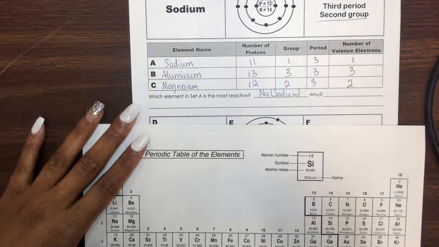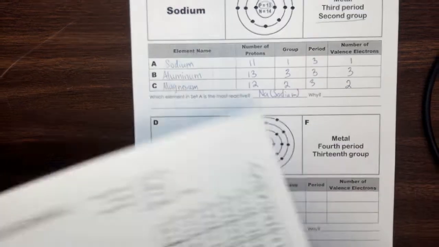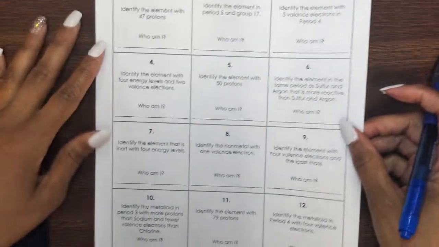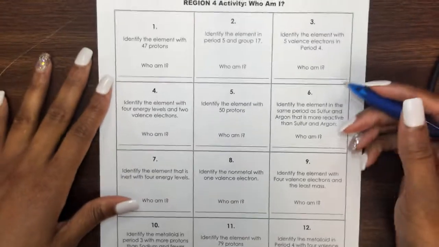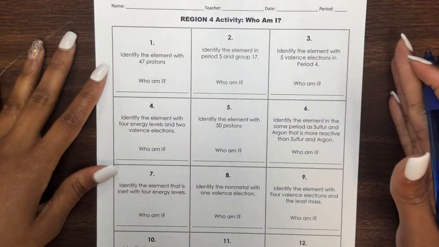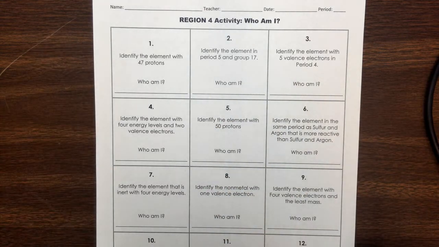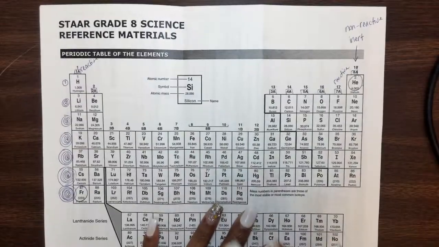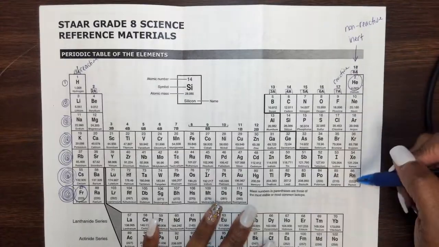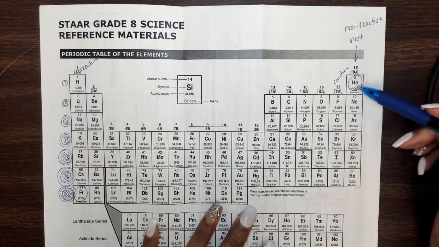So I have the chemical symbol and the name. Okay? And then we did a very similar activity, which is the Who Am I, where you have to identify the elements based upon the clues. So this is pretty much everything with groups, periods, and valence electrons all together. We've done this one already as well. So my main focus is just you understanding the periodic table, the groups, the periods, and then the reactivity.